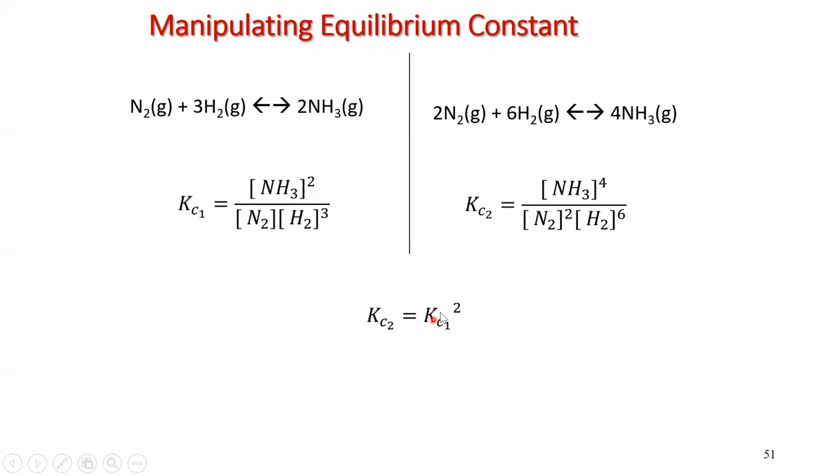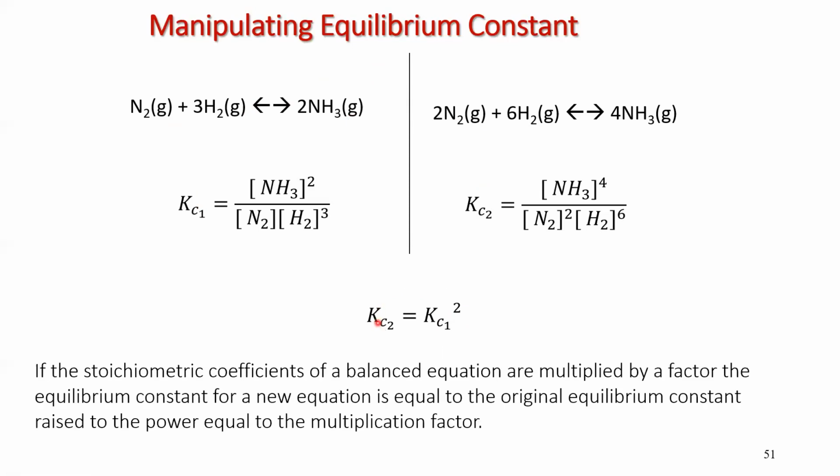We can take K and square it, and that'll give us the K value for that new reaction. So whatever we do to the coefficients in the balanced equation is what we would put here, and that's how we can figure out what the new K value would be. So if the stoichiometric coefficients in the balanced equation are multiplied by a factor, the new equilibrium constant is equal to the original equilibrium constant raised to the power of the factor that we multiplied our equation by.